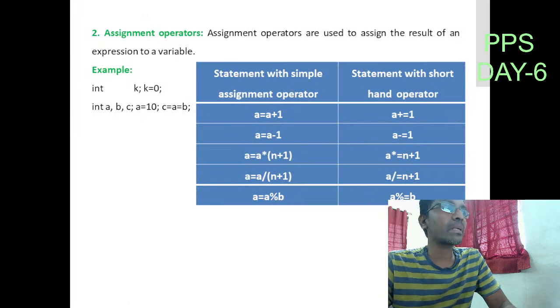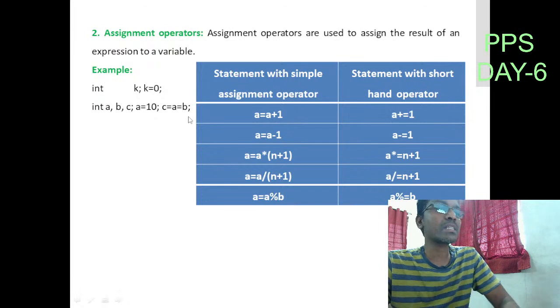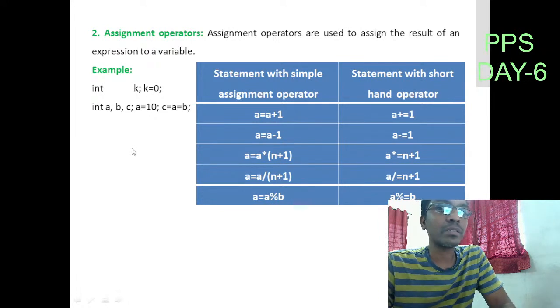And the second operator is assignment operators. If you want to assign values to the variables or identifiers, you can use is equal to. With the help of the is equal to symbol, you can assign values to the identifiers. Whenever you assign values to identifiers, the identifier becomes a variable. For example, k is the identifier, and whenever you assign a value to k, the identifier becomes a variable.